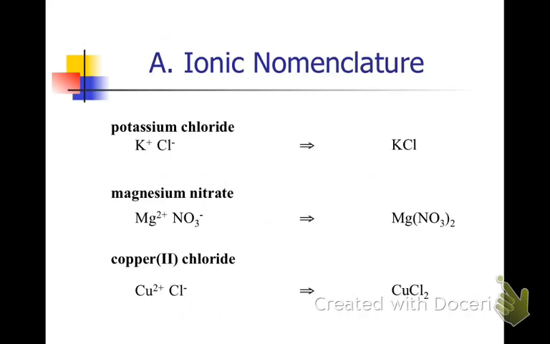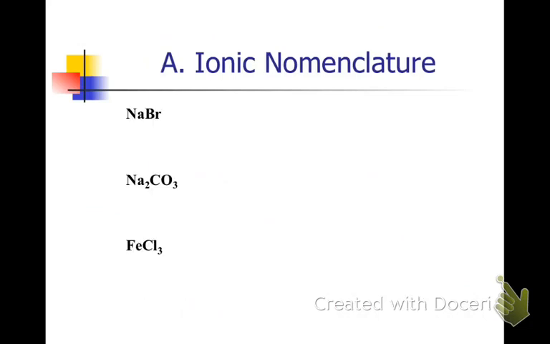Now, what if we go the other way? We've got formula to name. The first thing I'm going to look at in each one is, is there a polyatomic ion? That's number 1. And number 2, am I going to need Roman numerals? So, in the first one, is there a polyatomic ion?